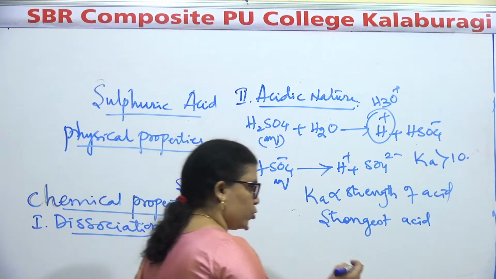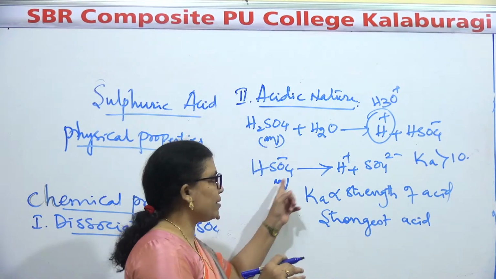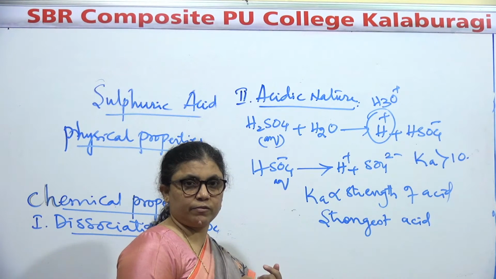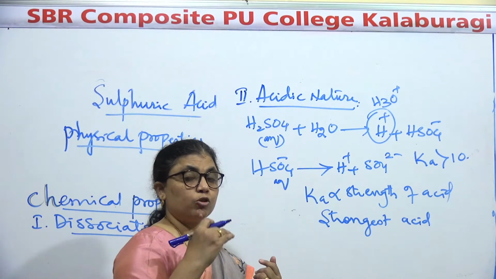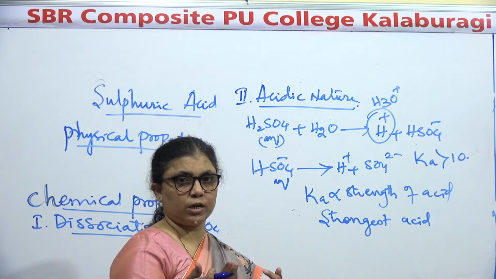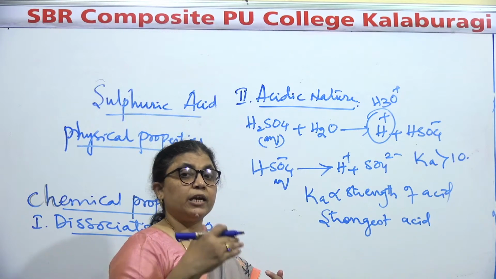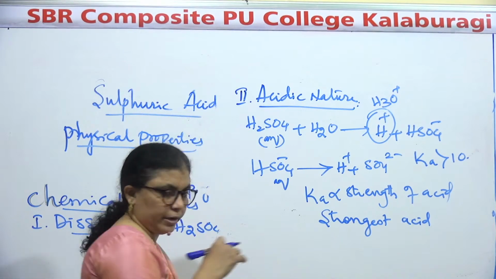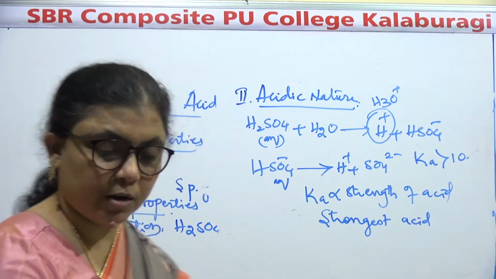To support that it is acidic in nature, sulfuric acid can react with a base like sodium hydroxide to produce sodium sulfate and water. Like sodium carbonate, it will produce sodium sulfate along with the liberation of carbon dioxide. One by one, we'll see the reactions, children.